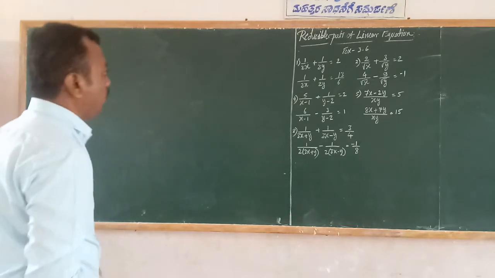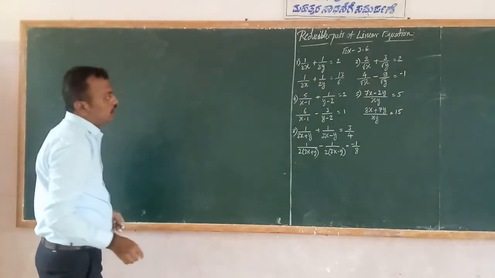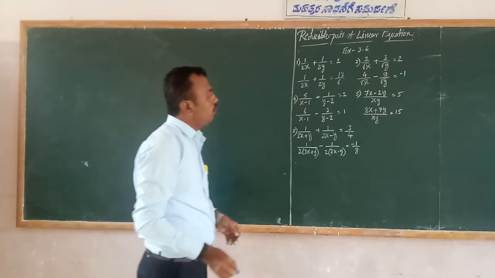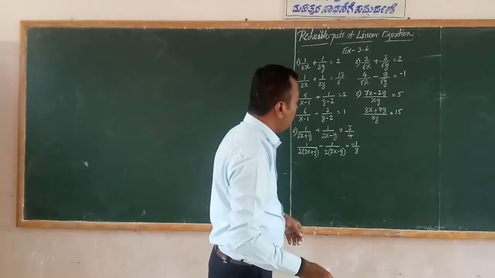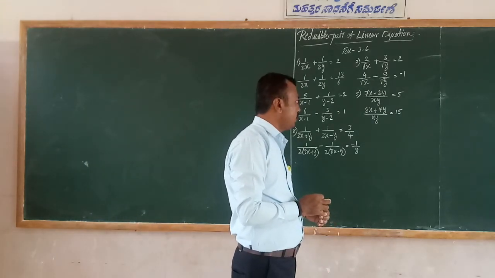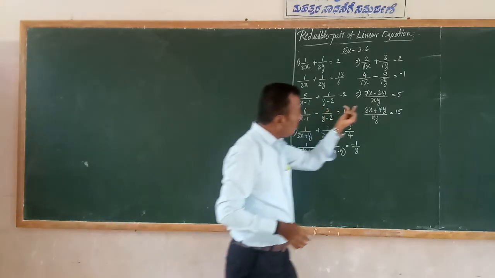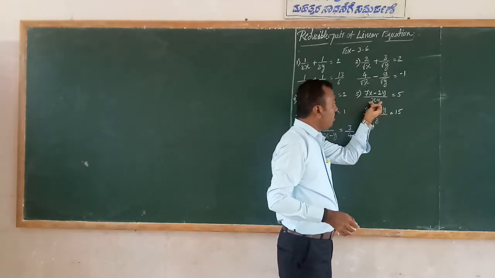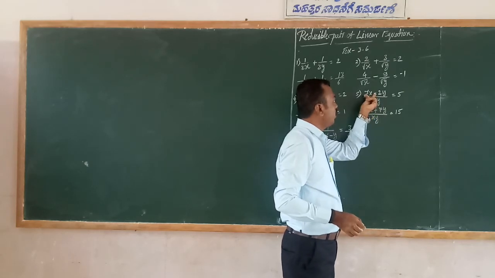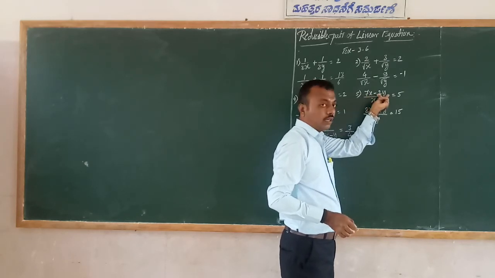Next, question number 5. We will take it as question number 5. See, 7x minus 2y whole upon xy is equal to 5. 8x plus 7y whole upon xy is equal to 15. First, this xy is there in the denominator. This denominator is applicable for 7x also and 2y also.